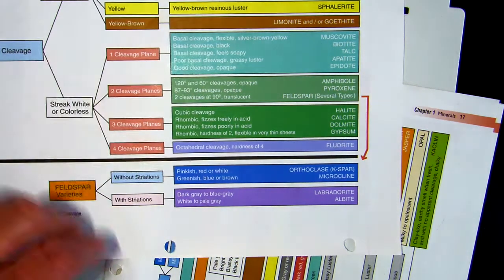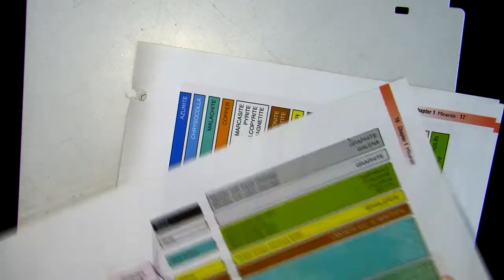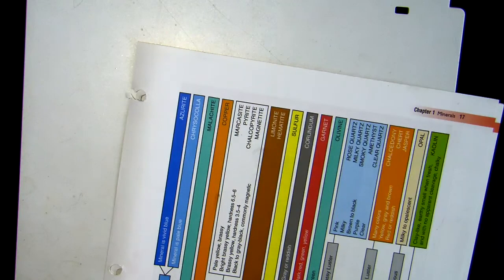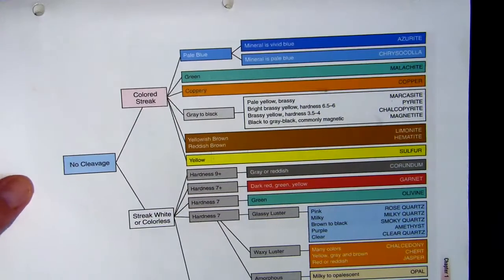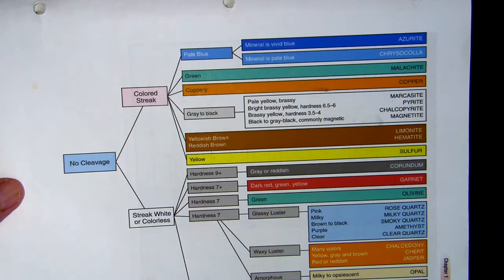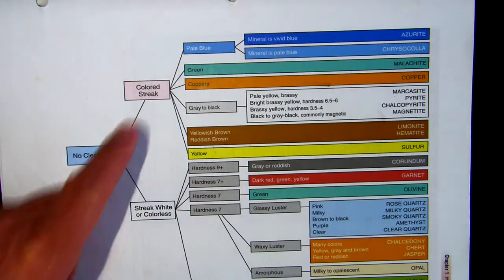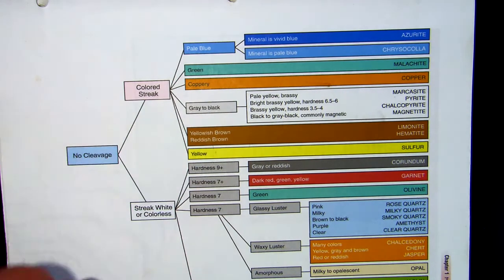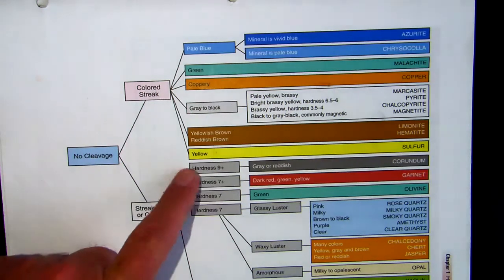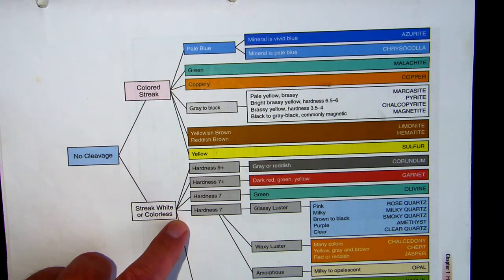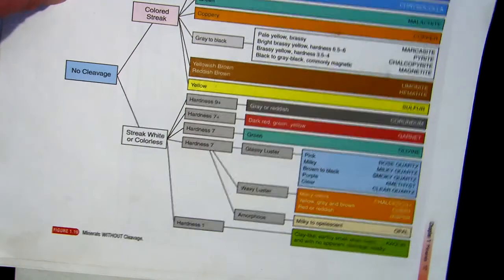Now let's say you've gone through this, but you can't find what the mineral is. Well, maybe you were wrong about the cleavage. Let's go look at the ones with no cleavage. Okay, maybe it's one of these. Well, does the streak have a color to it? If so, what is the color? Is the streak clear or white? Then let's look at the hardness. All right? And just go through this. This should get you through it.